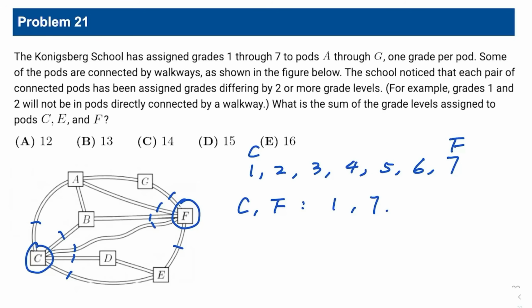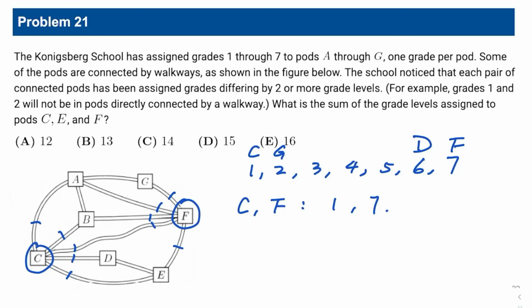Then look at the figure again. C is only not connected with G. So the only pod that grade 2 can be assigned to is G. Similarly, pod D is the only pod not connected with F. So grade 6 can only be assigned to pod D.